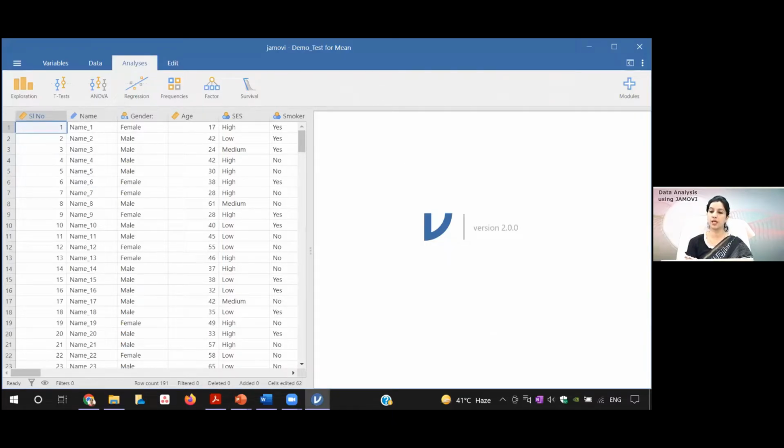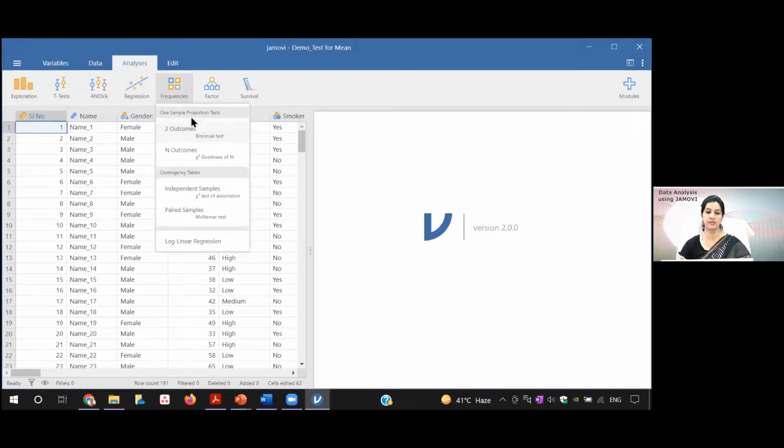So maybe you can move all the variables together. So what options will I use here? In Analyze, you can see there are options. This exploration we have used on day 1 in descriptive. This we have used yesterday, frequencies, when we learned the chi-square goodness of fit, and we learned the chi-square test of association, homogeneity, McNemar test, and we learned the odds ratio and relative risk.